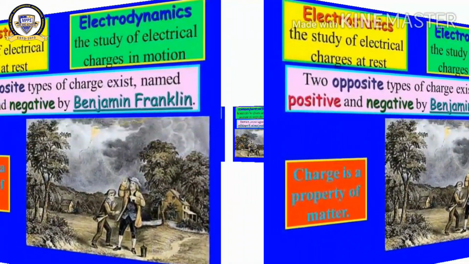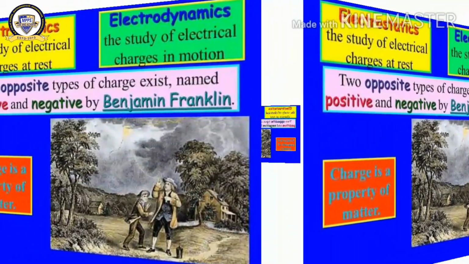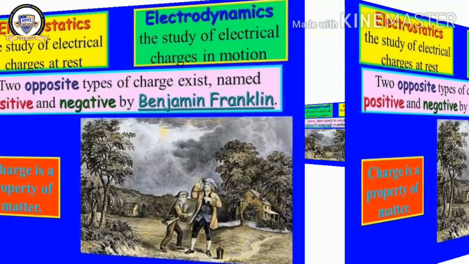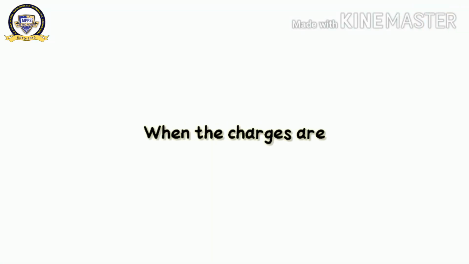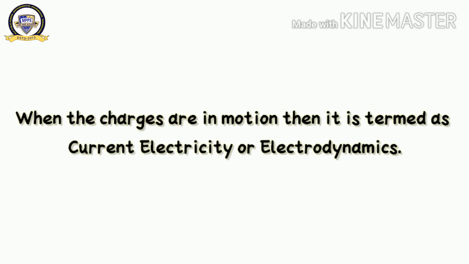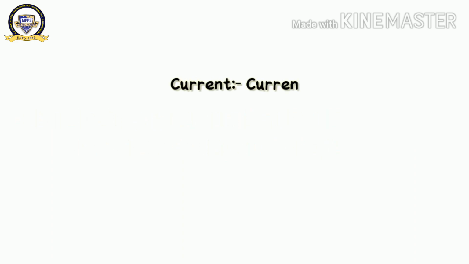You should remember that electric charges are of two types: positive charge and negative charge. These two types of charges were termed by Benjamin Franklin. Now we can define current electricity: when the charges are in motion, it is termed current electricity or electrodynamics. Let's start with the topic electric current.